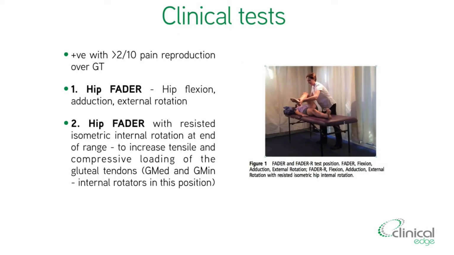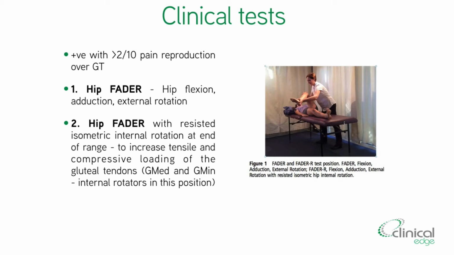So here's the test that they performed. We're going to go through the tests first, and then talk about their accuracy, and then how you can go about using these in your clinical practice. So first off, they considered a positive when you had more than 2 out of 10 pain in that patient, and it was the patient's pain that they presented with. And it was over that greater trochanter.